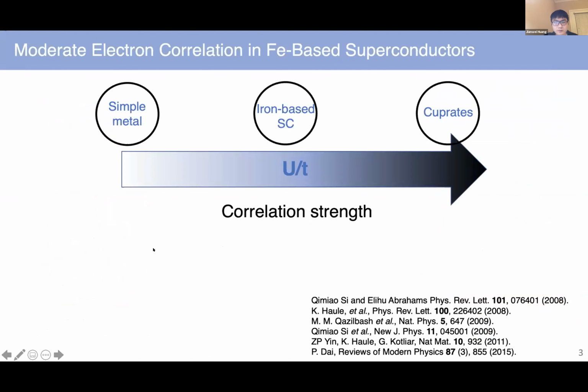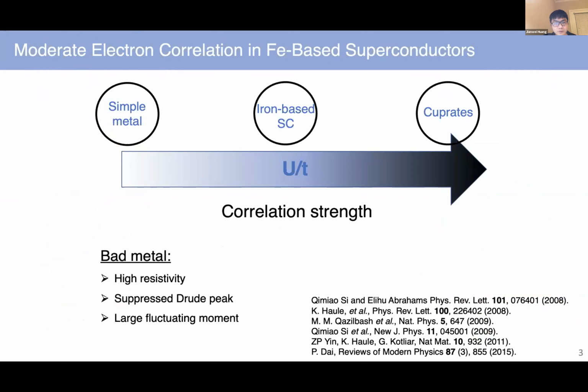So it is generally believed that the iron-based superconductors possess a moderate electronic correlation strength. It is not as strong as that in the cuprates, but it is definitely non-negligible as in the simple metal state. The moderate electron correlations are manifested by their bad metal behaviors. For example, they have a larger resistivity compared with simple metals, we observe suppressed peaks in the optical conductivity spectrum, and we see large ordered moments or large fluctuating moments in the iron-based superconductors.